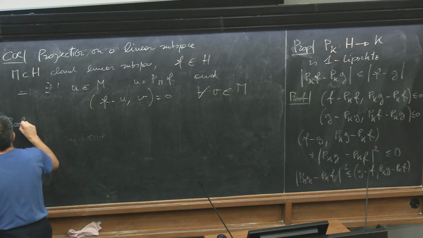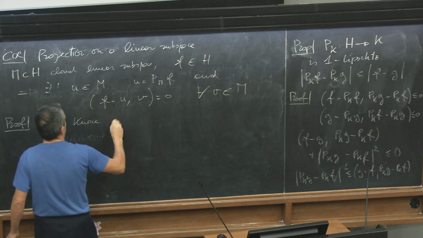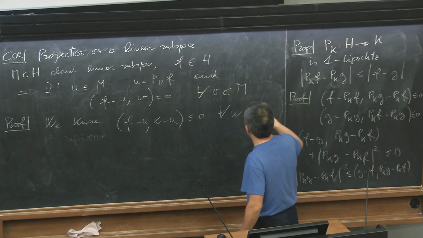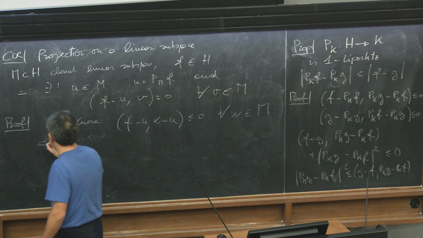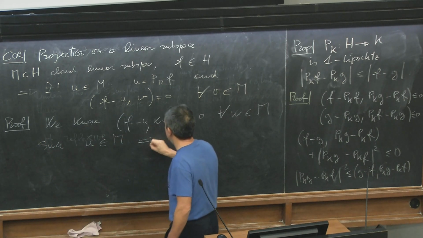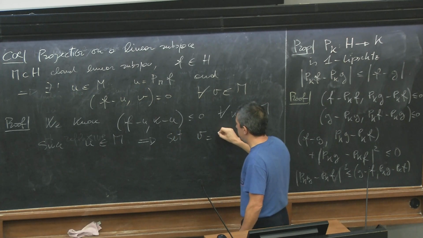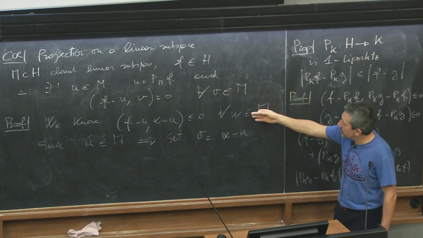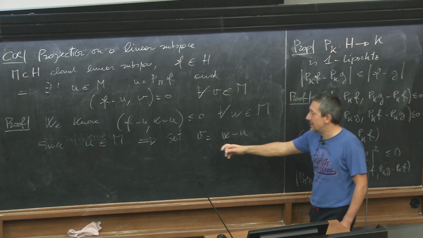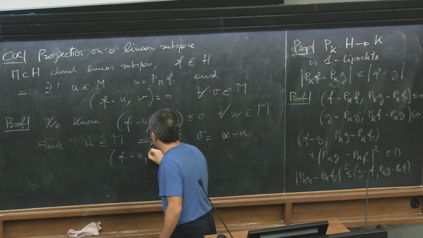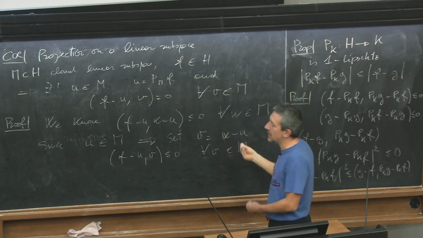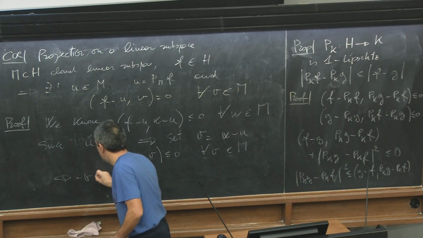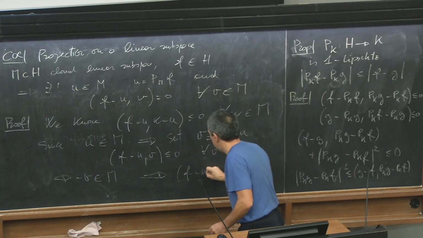So the proof: we know that (f minus u, w minus u) is less or equal than zero for all w in M. But now, since u belongs to M, set v equal to w minus u. And then clearly, for all w means for all v in M. And since v goes to minus v, you get (f minus u, v) less or equal to zero for all v in M, and being a linear subspace, it can only be zero because you can take minus v. Minus v belongs to M, and then you deduce (f minus u, v) equal to zero.